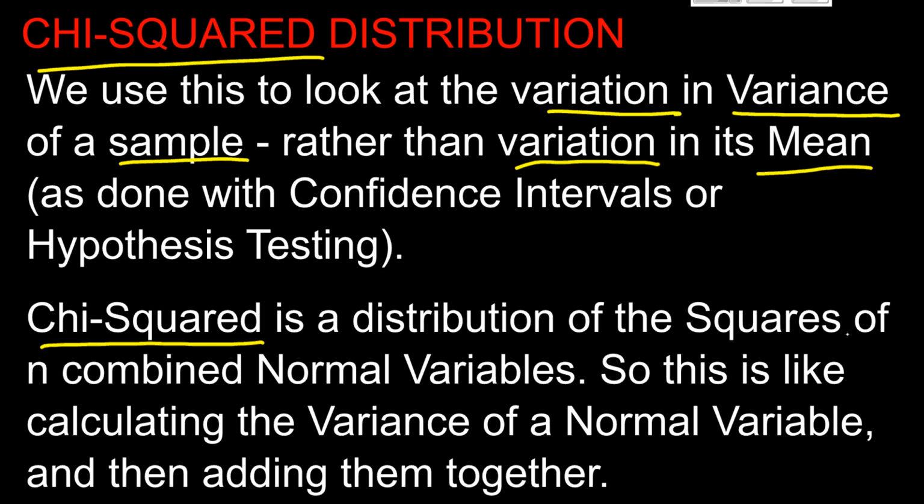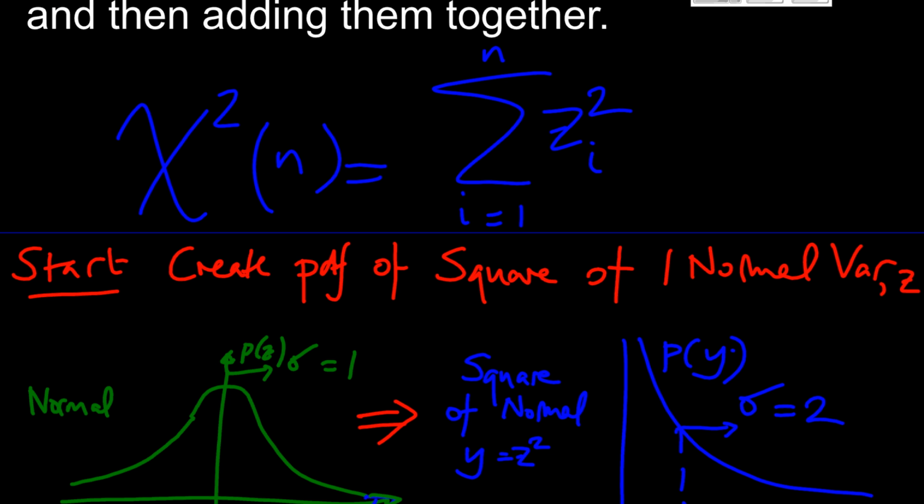And that is effectively the square of n combined normal variables. So we're effectively calculating the variance of these normal variables and adding them together. Let's have a quick look.